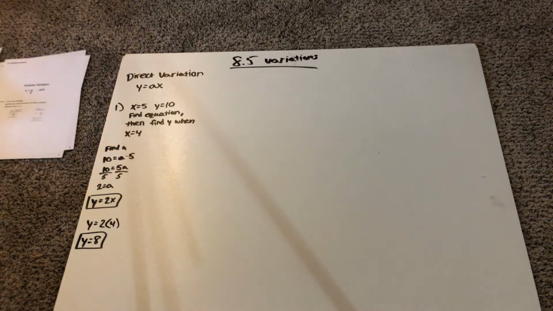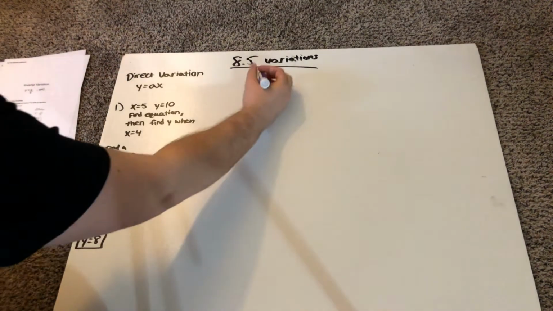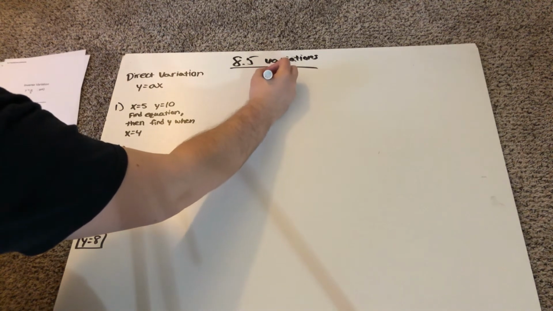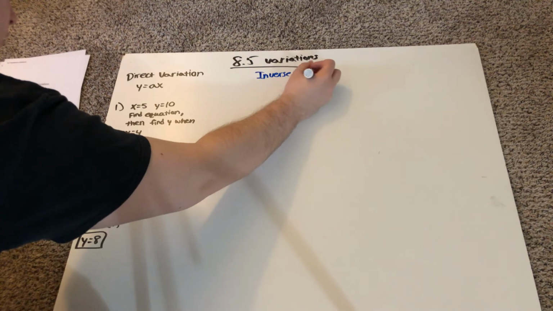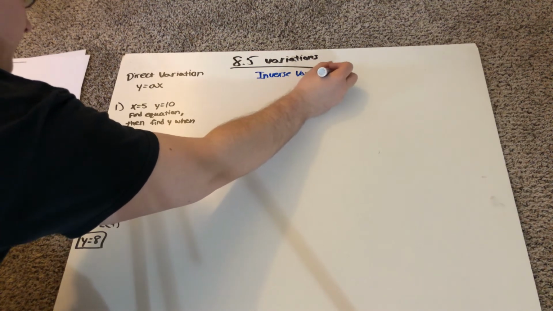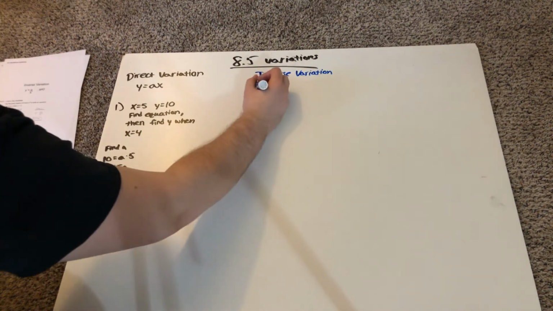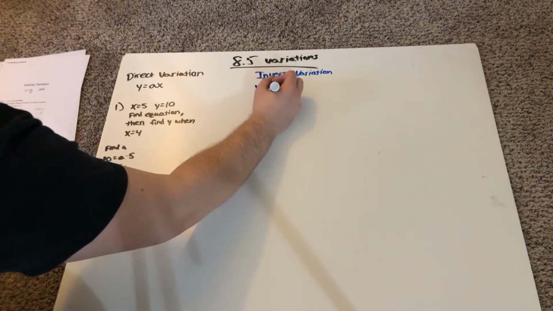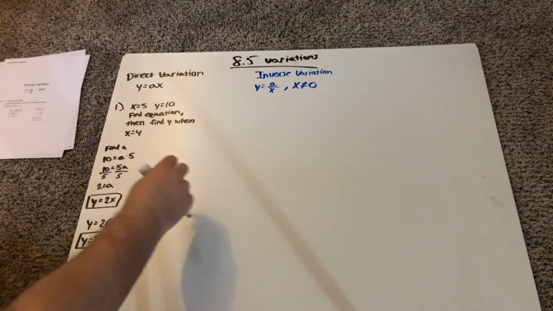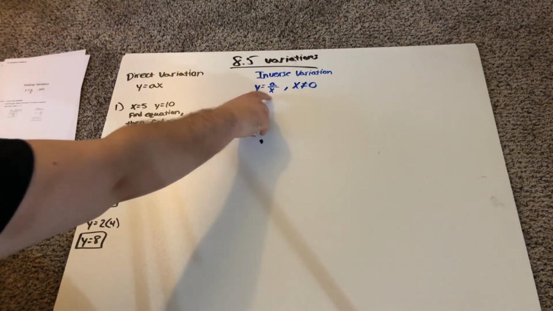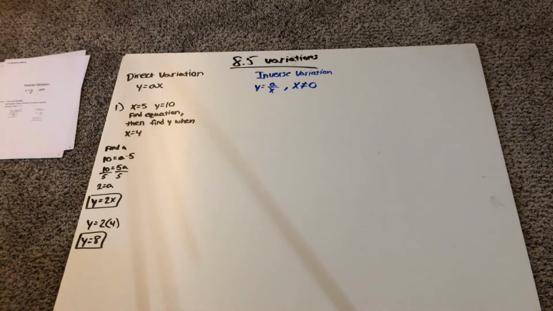Now our second type is called inverse variation. Inverse variation is y equals a over x, and x is not allowed to be 0. Just like what we talked about, if we have 0 in the denominator, that's a no-go. We cannot let that happen.